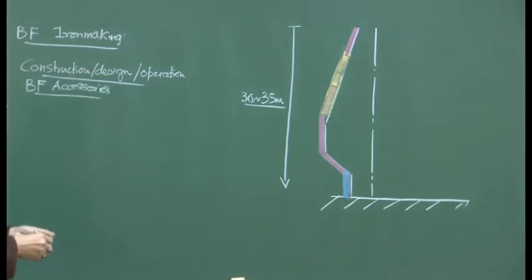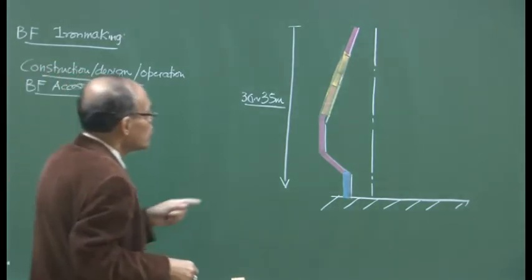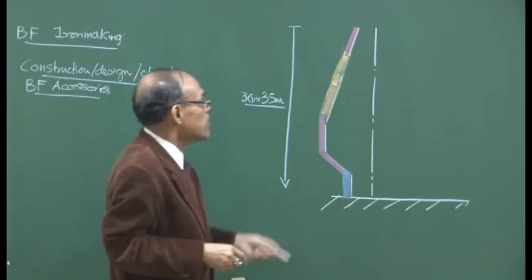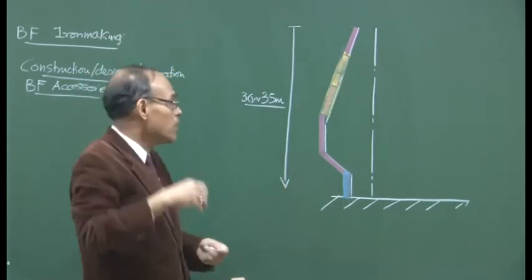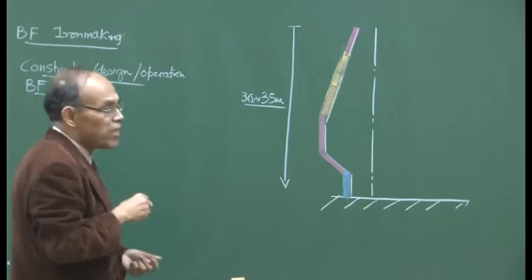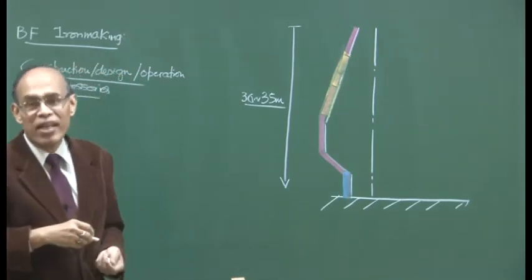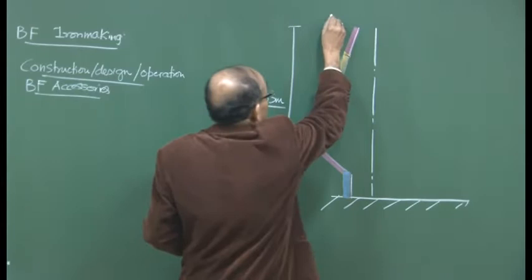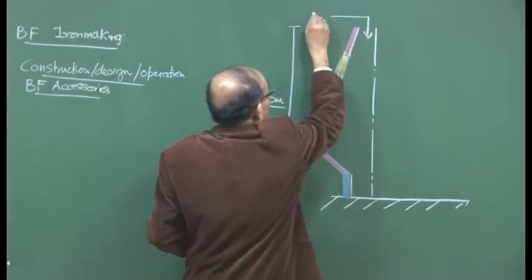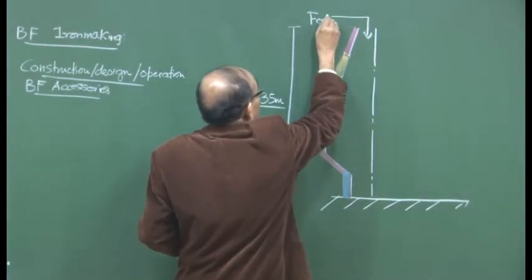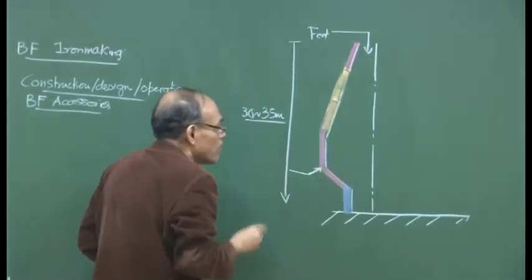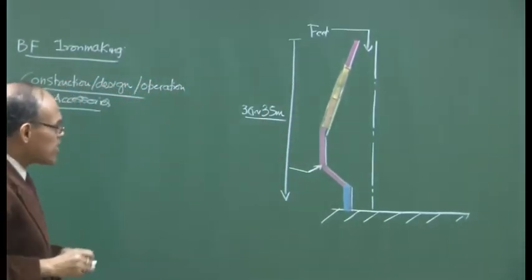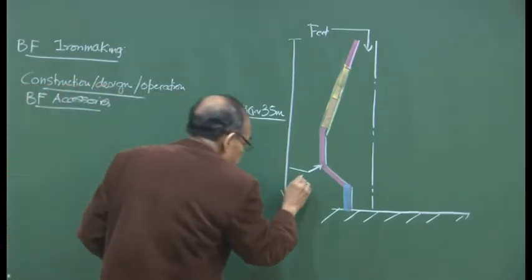So it is a refractory lined tall structure, and this is basically a shaft furnace. When you have a tall column, this shaft furnace operates on the counter current principle. That means the feed material is introduced from the top, and we have a gas which ascends, and this gas we put in here is air.